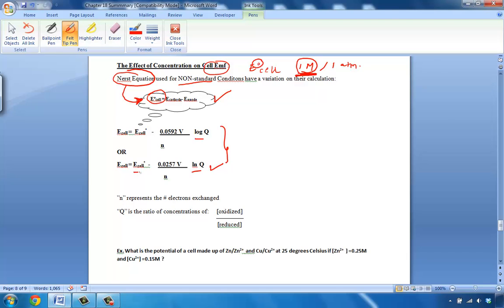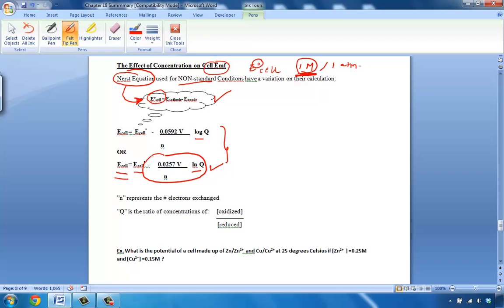Notice that we're using the E naught of the cell, and what this is telling us is that this is what would be under standard conditions. How much does it change? By this value right here. We're going to subtract whatever this number is from the standard value, and that should tell us what E of the cell is. Not E naught, E of the cell, based on the E naught minus this deviation.